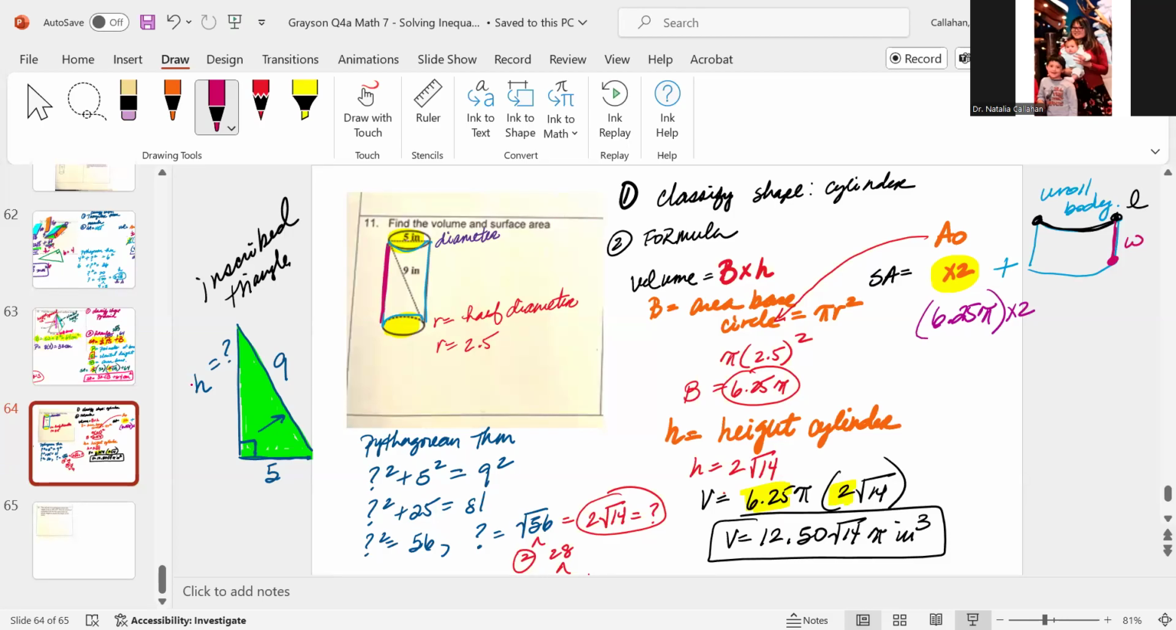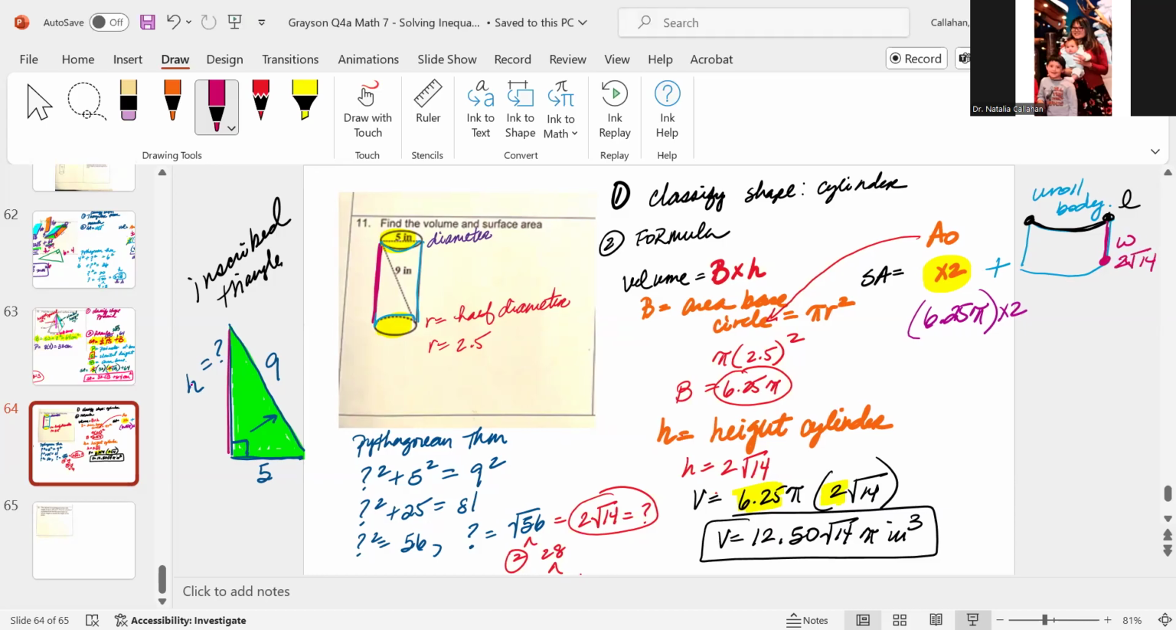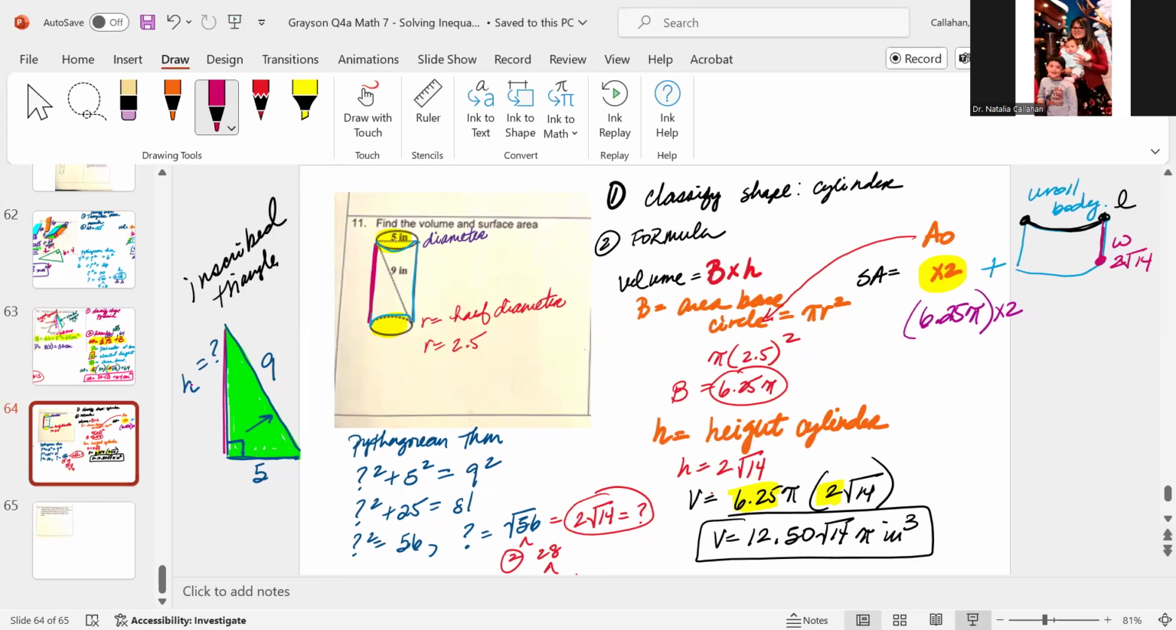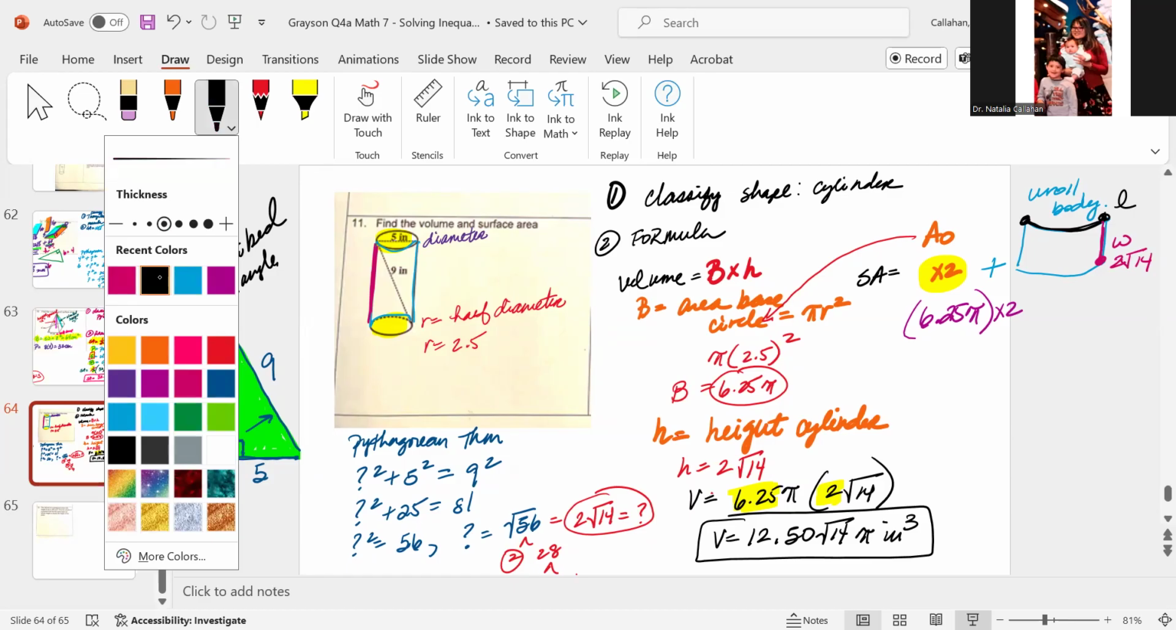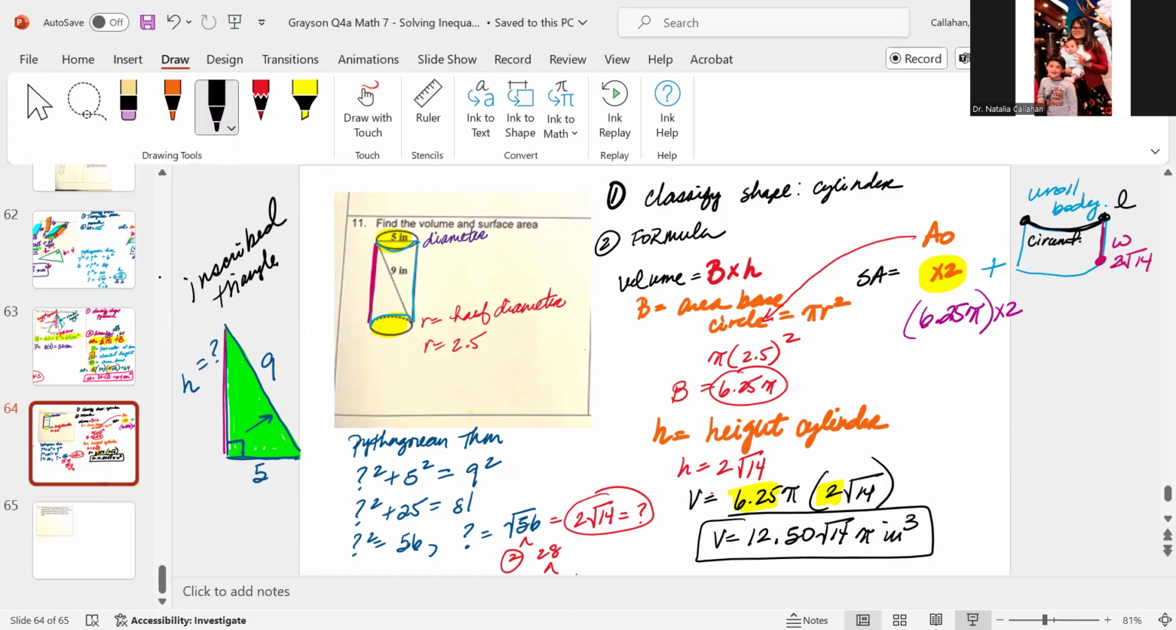And then we find that to be this part, which was the height, and that was 2 square root 14, right? It's confusing, I get it. This part right here, the black part, is going to be the circumference of the circle. Do you see that? To find the circumference of the circle, it is pi times diameter. Do you see that? What's the diameter again? It's 5, isn't it? Times 2 square root 14.